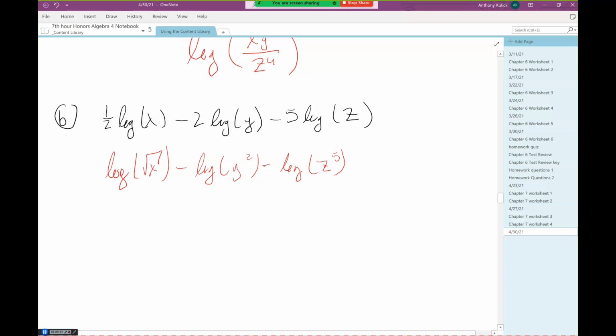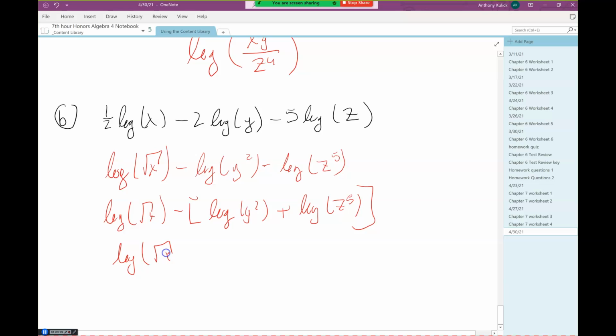Okay. Then I'm going to look for product properties. There is a product property going on here. And you're like, no, Mr. Kulik, I don't see any addition symbols. And I would say, well, you have to squint a little bit, because I can factor a negative sign out of these last 2 logarithms. And whoa, there it is! It was hiding on you guys. Were you surprised? It snuck right up on you, didn't it?